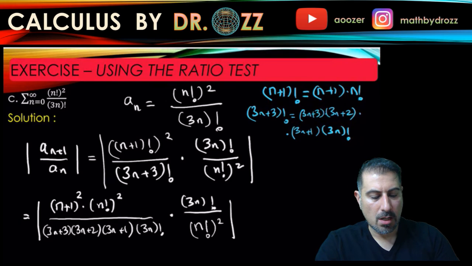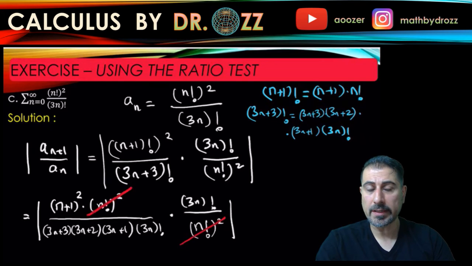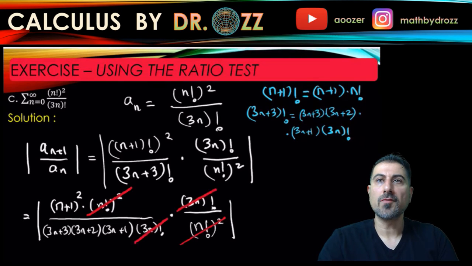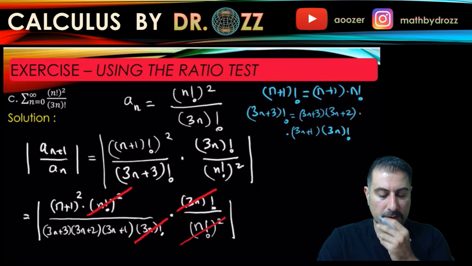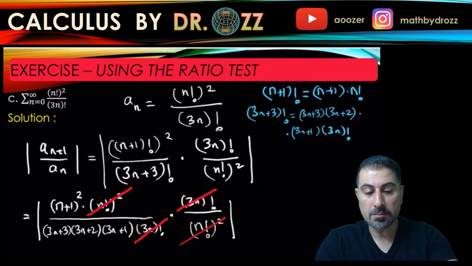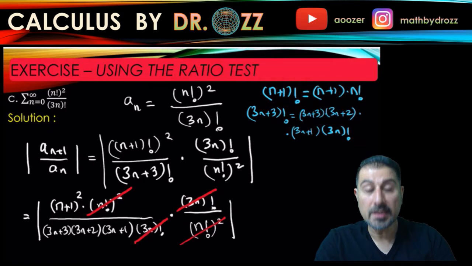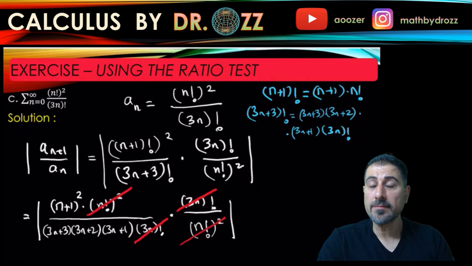Let's check. I have n factorial squared. I have another n factorial squared. They cancel out. 3n as a number factorial, we divide them out. And what we're left with is (n+1) squared at the top and the product of these three terms here. Okay. So let me continue with a new slide.